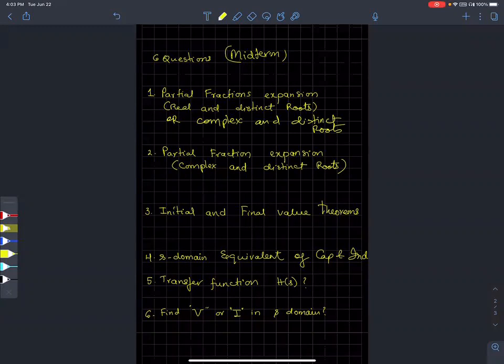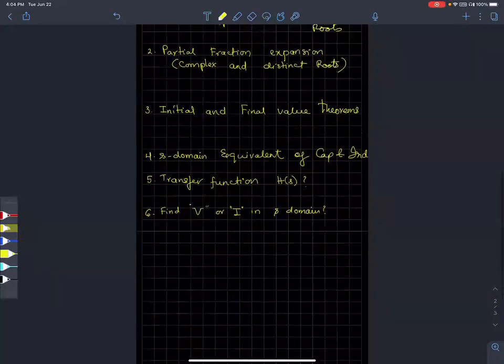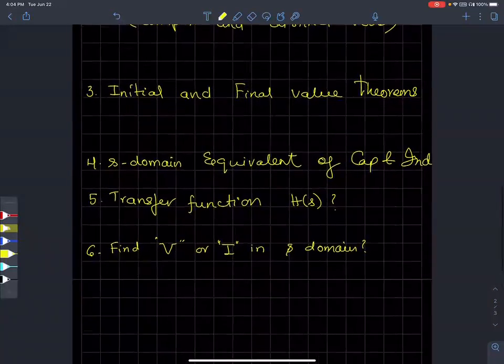If the S domain expression has a denominator, the fraction is proper, and it has a denominator for which the roots are complex conjugate pairs, distinct, how do you write the partial fraction expansion of it? And maybe how do you go from the partial fraction expansion to the time domain?